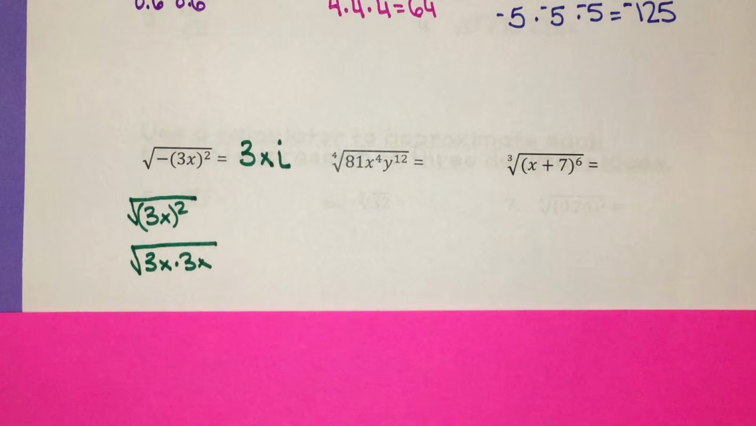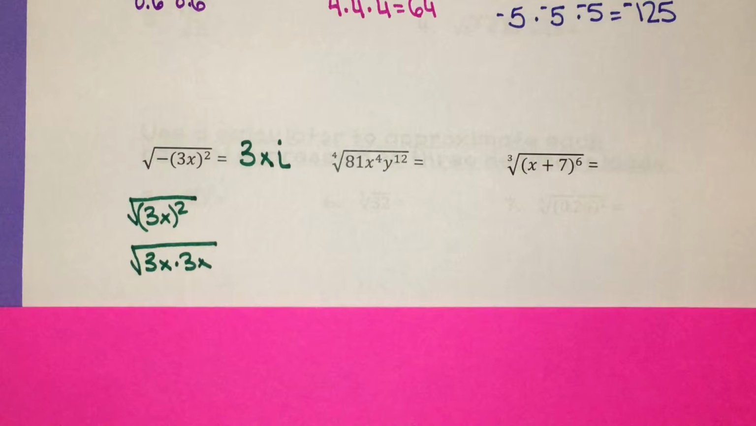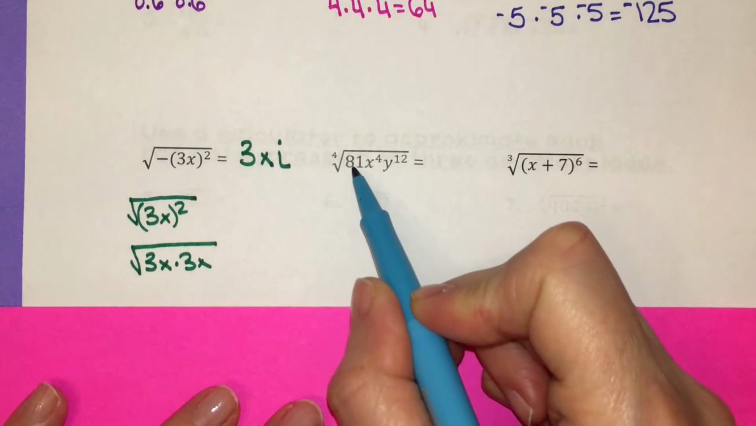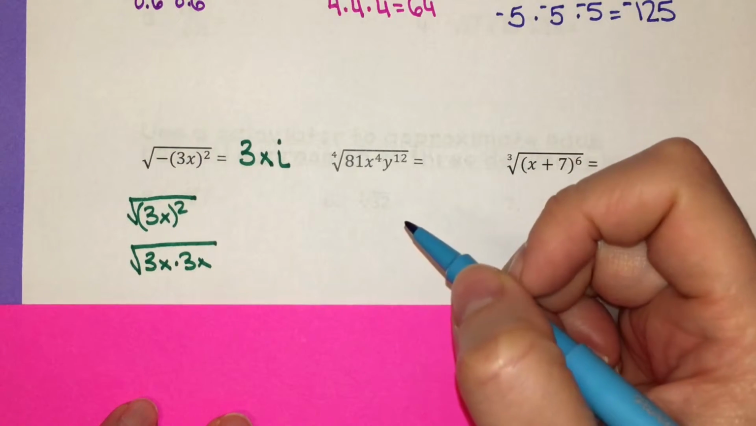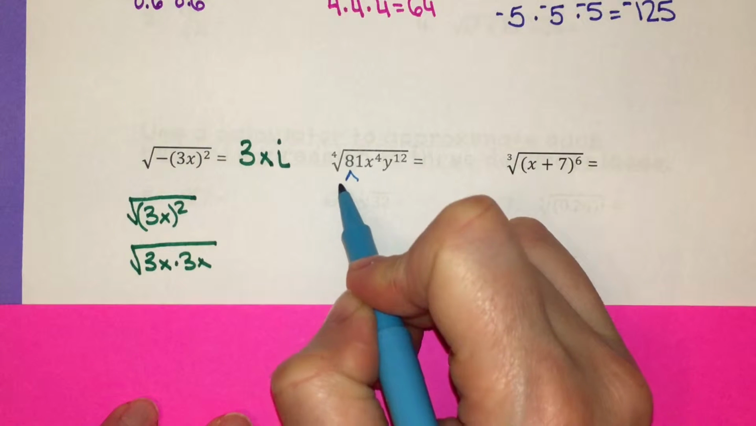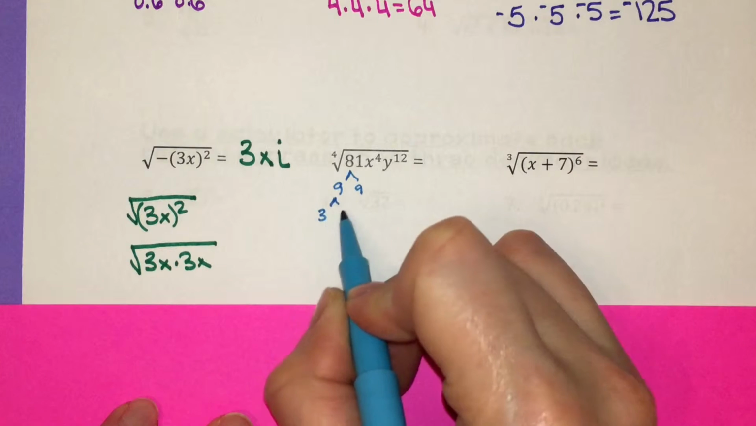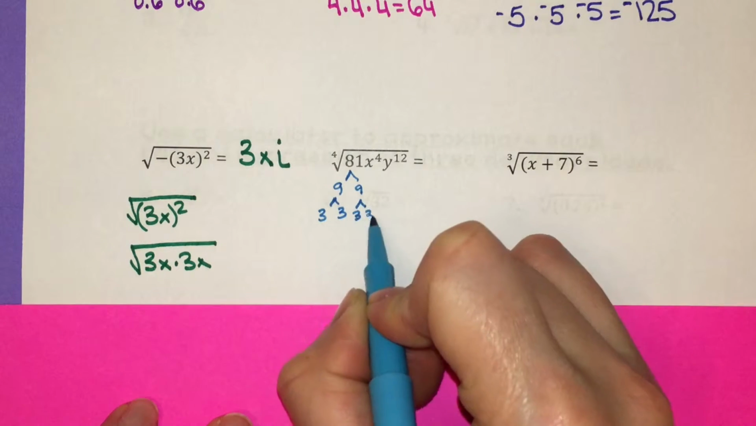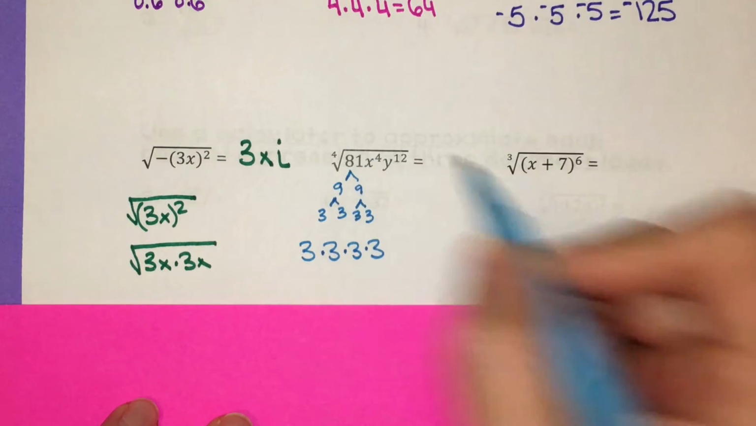All right, so next one is a 4th root. So what times itself 4 times is equal to what's underneath the radical sign, in this case a 4th root. If you need to break it down to its prime factors, you can. So I know that 9 times 9 is 81, and each 9 can be broken down to 3 times 3. That means that 3 times 3 times 3 times 3 is equal to 81.